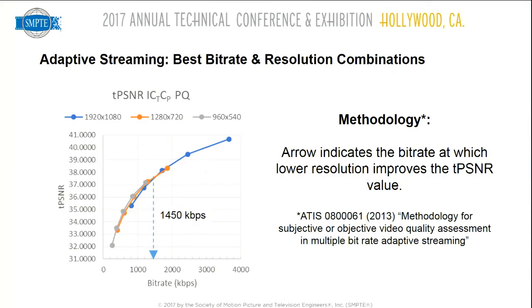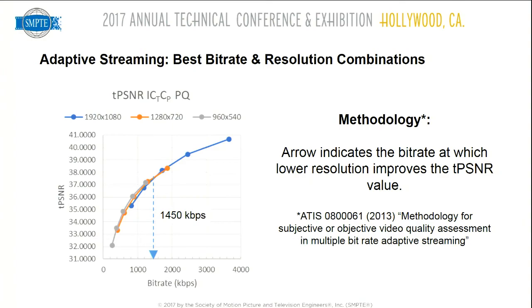So now I want to switch back. How do you make choices when you're doing adaptive streaming? Of course, when we're delivering content, we're not just delivering one bitrate all the time anymore. We're in a world where we need to modulate bitrates and resolutions and maximize our experience, the video quality. There was a project I was involved with a number of years ago, started by AT&T and some others, and it produced this ATIS 0800061 methodology for making those kinds of choices.